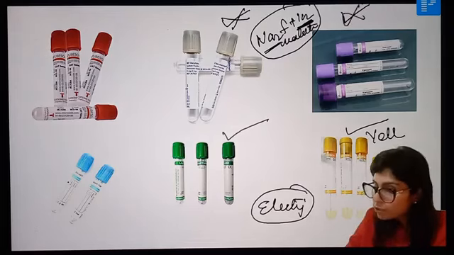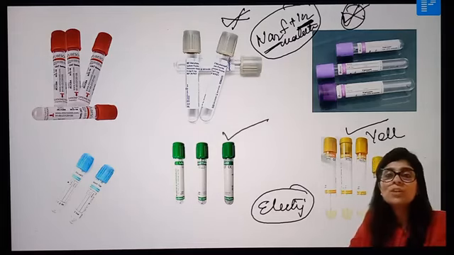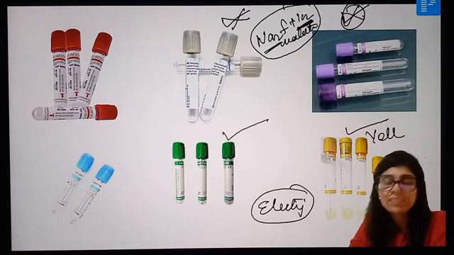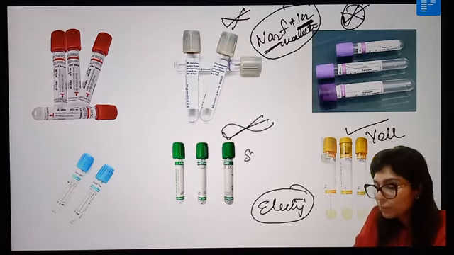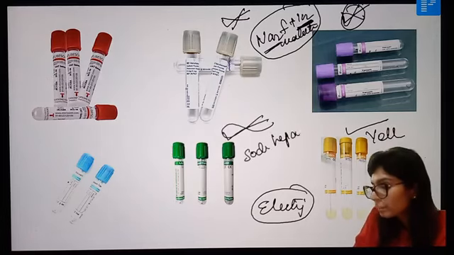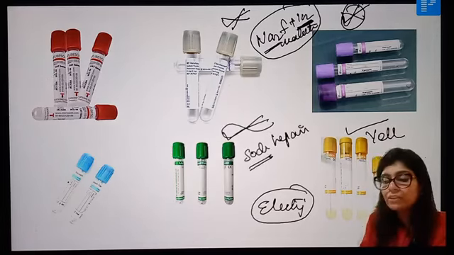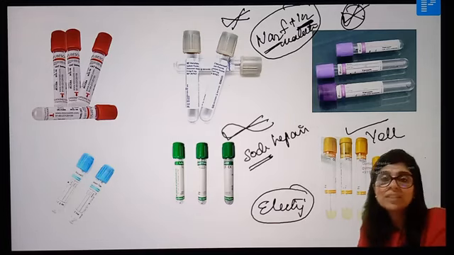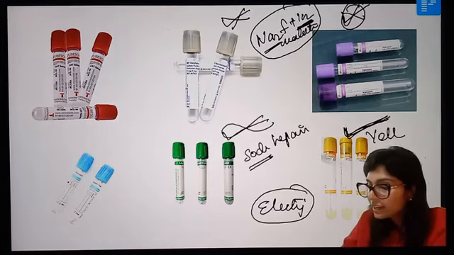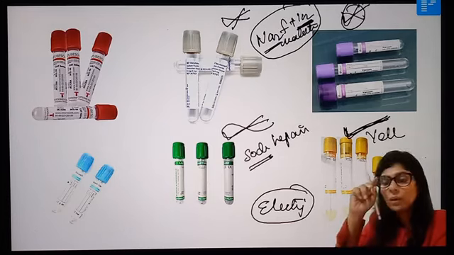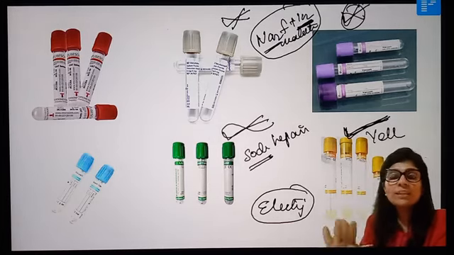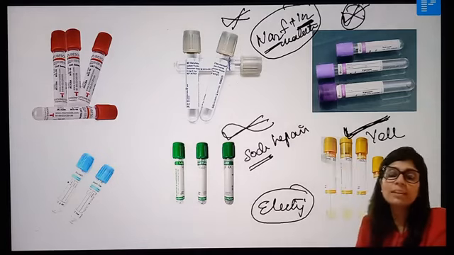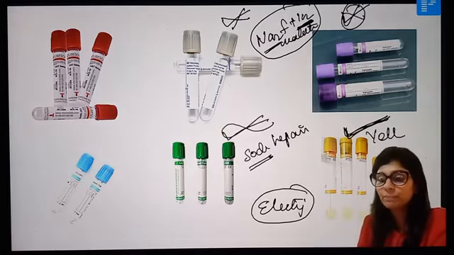You're not supposed to use the lavender top tube because it has got K2-EDTA. Again, potassium will be falsely high. You're not supposed to use a green top tube because green top tube can have sodium heparin. If it's sodium heparin, sodium values will be falsely elevated. So what is necessary? Yellow top tube, because the gel will come and act like a mechanical barrier, does not allow anything to contaminate the serum so that electrolytes can be estimated in the serum.